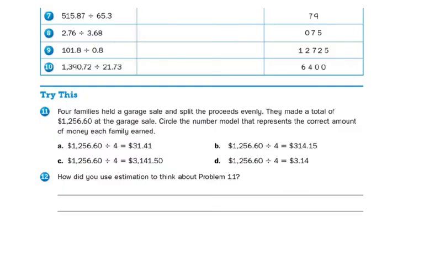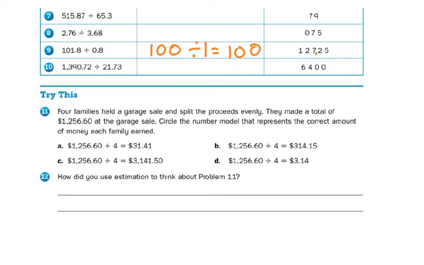Number 9. 101 and 8/10. We're going to make that equal to 100. 8/10 is closest to 1. 100 divided by 1. If I had 100 pieces of candy and put them in one group, 100 pieces in that group, where would I put the decimal point so my answer is closest to 100? Between the 7 and the 2 to get 127 and 25/100.